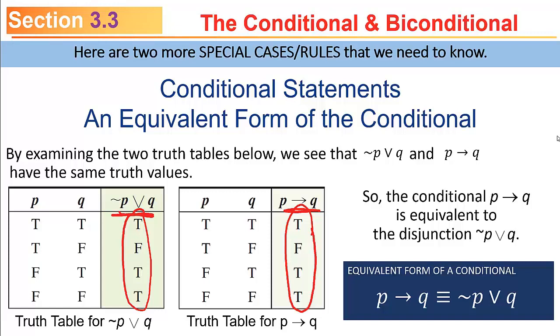And we tend to use this symbol in the middle, not an equal sign, but three horizontal bars, as being the word equivalent. For our purposes, we're not making much of a distinction between equivalent and equal, but technically that three-bar symbol is equivalent. So P implies Q is equivalent to not P or Q, and I know that because I looked at the truth tables back over on the left and saw that they produce the same truth values. So that's the first of the new special case rules that we need.